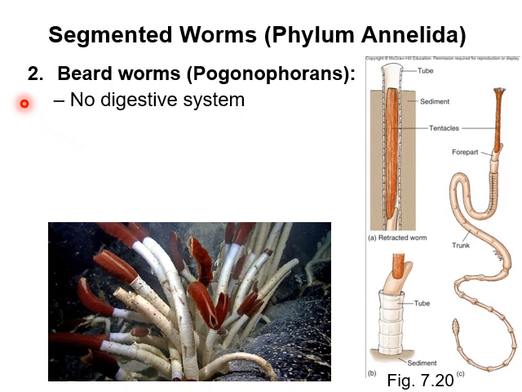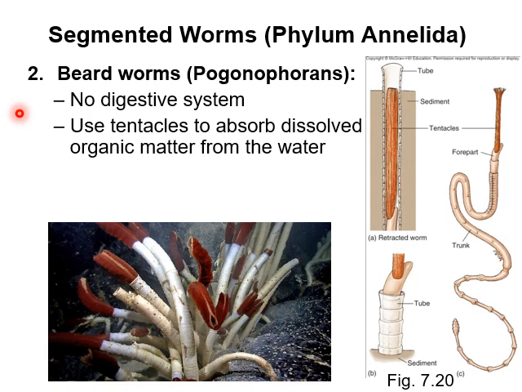So they don't have a digestive system. They don't have any stomach or intestines or anything such as that. They're very simple in that way. What they do instead is they have these tentacle things, which is what you see here, these reddish beard-like things that are sticking out. And what those tentacles do is they absorb organic matter that's in the water. So they absorb sugars and proteins and stuff like that that's floating around in the water.